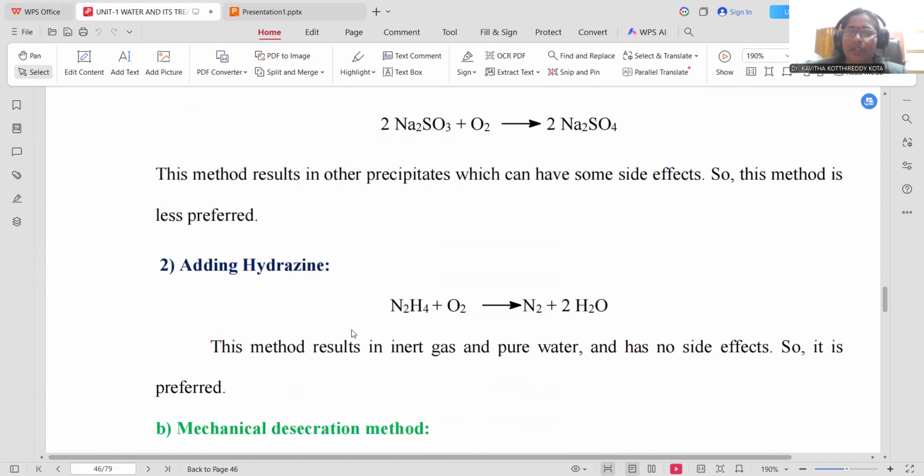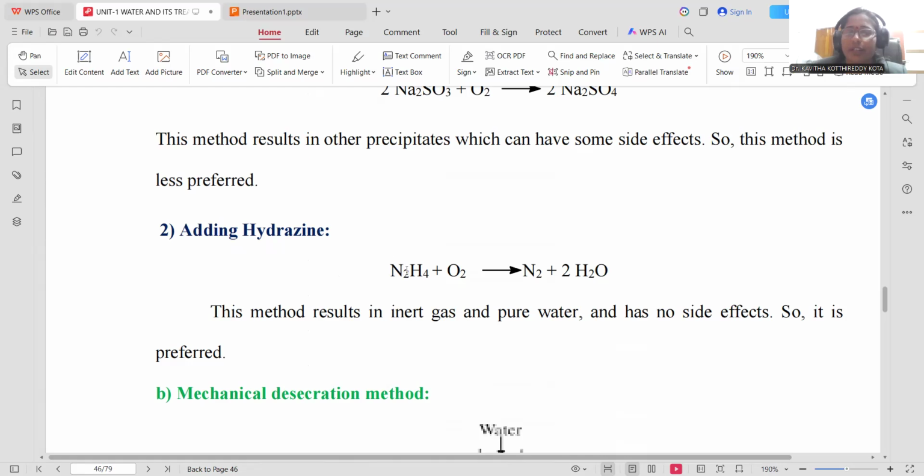So this has limited application. The most important and widely applied method for the deoxygenation process is the addition of hydrazine, chemically N2H4. Whenever hydrazine is added to the oxygen, decomposition takes place, giving nitrogen and water. Nitrogen is simply eliminated from the system.